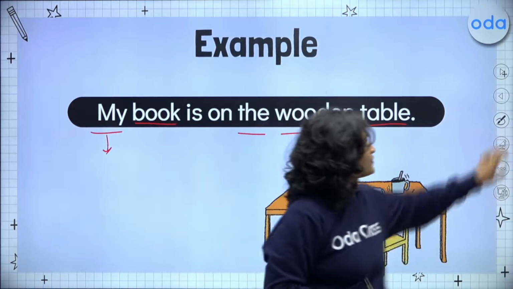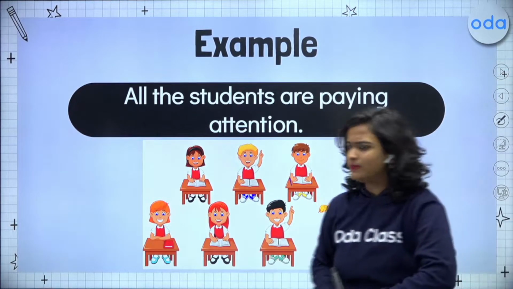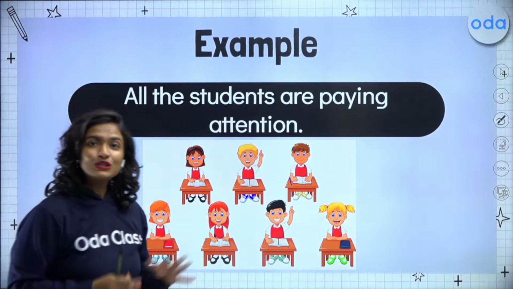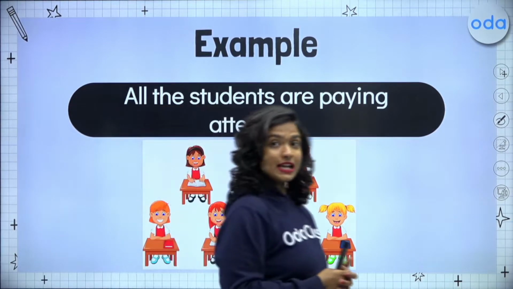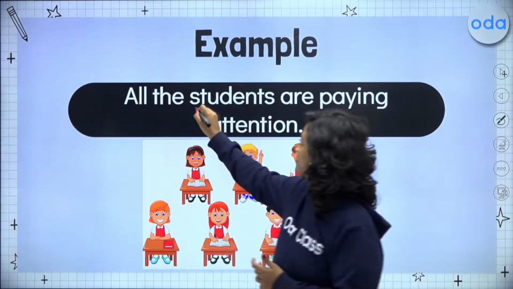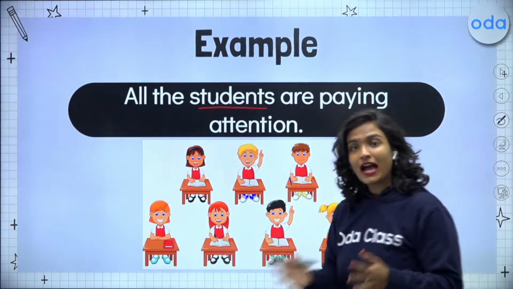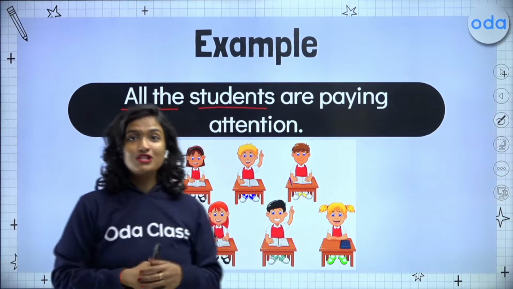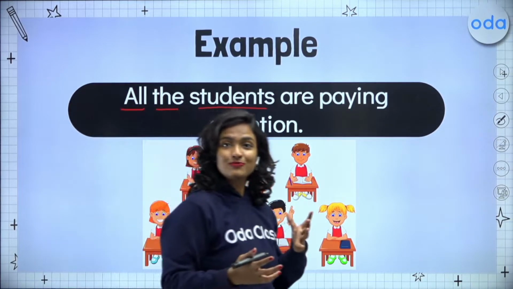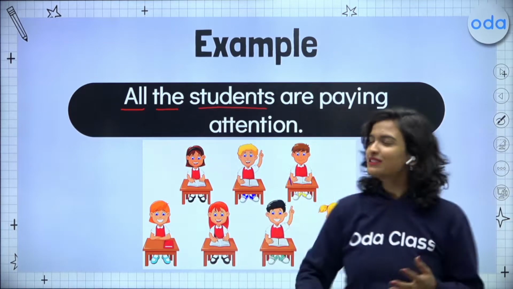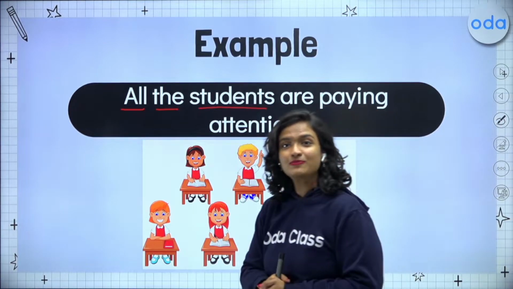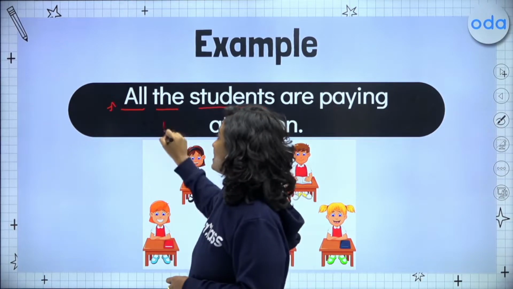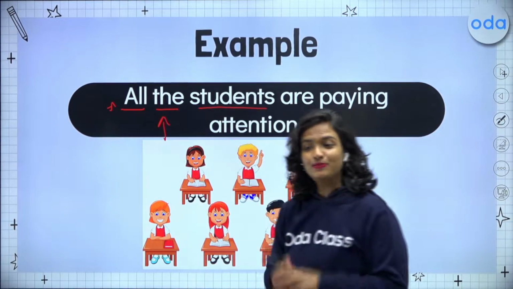So, starting off, students, with just one more example: all the students are paying attention. Once again, we have our noun, which is students, and we have these 2 words, all and the, which are telling us more about the students, which means they are modifying this noun students. Now, we won't be focusing on all today, but like I said, we will be talking about the in today's class.